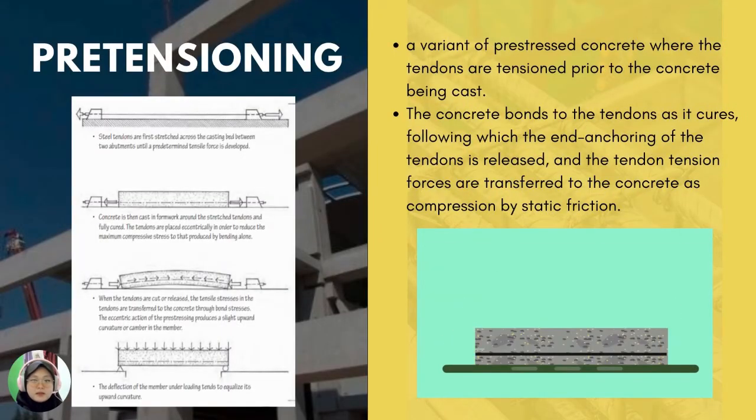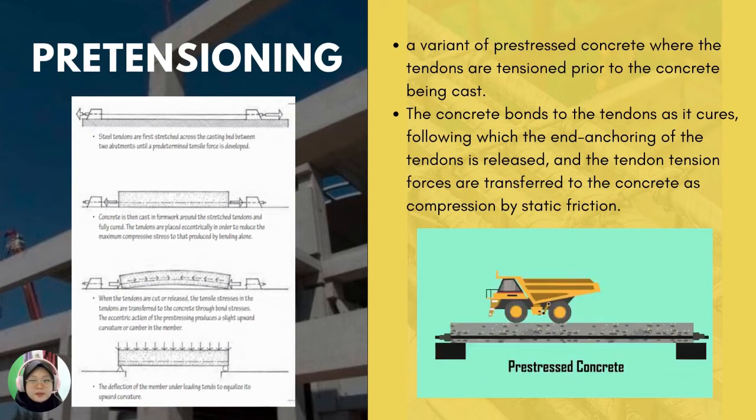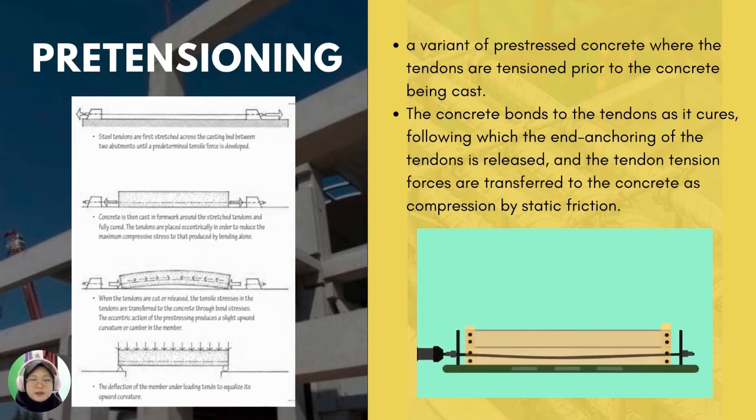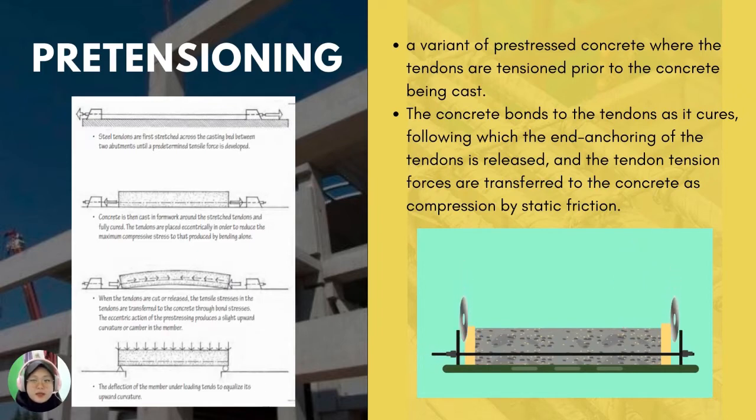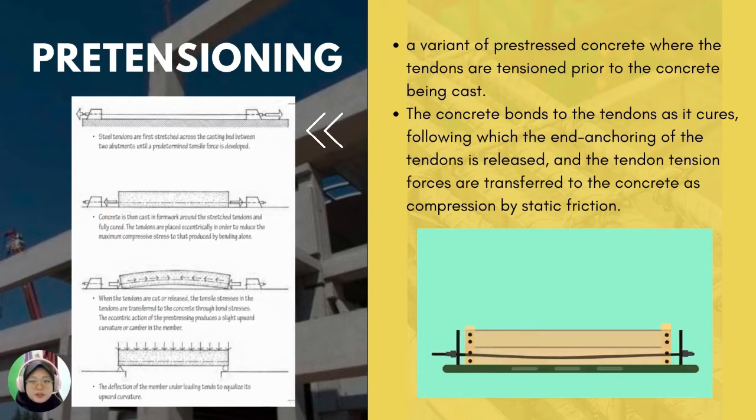So next is pre-tensioning. Pre-tensioned concrete is a variant of pre-stressed concrete where the tendons are tensioned prior to the concrete being cast. The concrete bonds to the tendons as it cures, following which the end anchoring of the tendons is released, and the tendon tension forces are transferred to the concrete as compression by static friction. So, as you can see here, this is how pre-tensioning works.